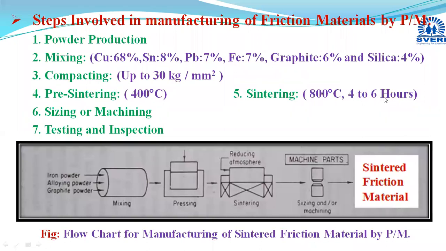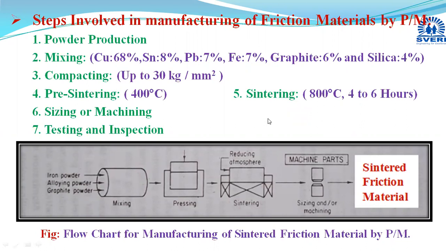4 to 6 hours of sintering time is given, and now at this temperature, what will happen? These tin particles will start diffusing on copper and other iron particles. Okay, it will start a diffusion. The tin particles will melt and start diffusing on the other metal powder particles.